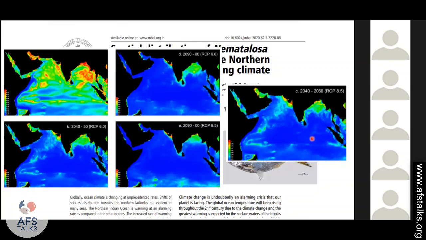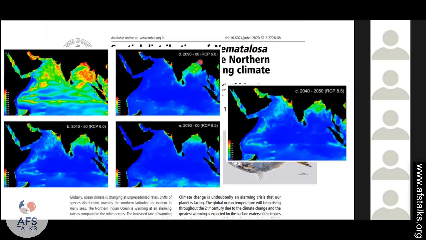So the increased rate of warming affects the distribution of pelagic fish species. Many fish species in this family, that is Clupeidae, are also vulnerable. Nematalosa is one of the most important pelagic fish out here. And this study is trying to understand the distributional shifts of the species from the region in two climate scenarios, that is RCP 6 and RCP 8.5, in two time periods, that is 2040-50 and 90-100.